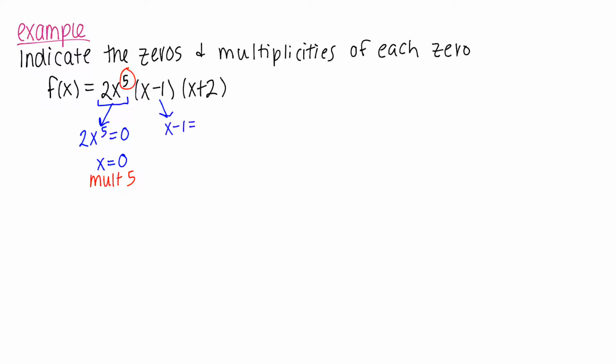Here we'd have x minus 1 equals 0, so x is equal to 1. Now he doesn't have an exponent written here, but if there's nothing written, we can just put a 1 in. So his multiplicity would be a 1. And then finally, for x plus 2, we would set him equal to 0. We'd get x equal to negative 2. And his multiplicity is also 1 because there's no number written there.